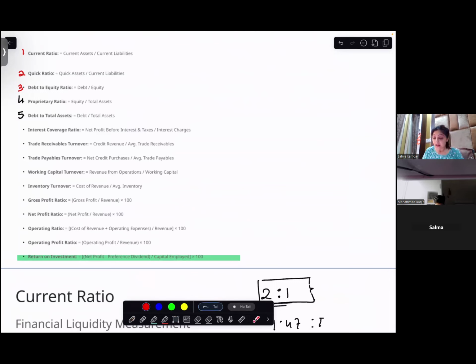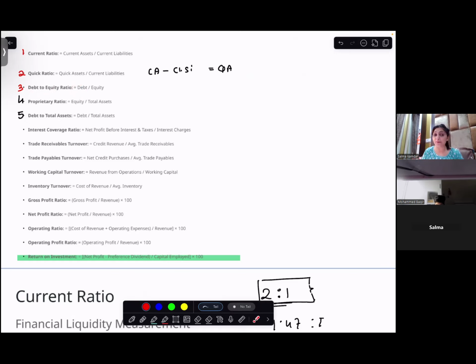Current ratio is current assets over current liabilities. Quick ratio is quick assets over current liabilities. It would be your current assets minus your closing inventory. This is your quick assets. Debt to equity ratio is your debt over equity. Debt means your long term borrowings, and equity means your shareholders' funds.